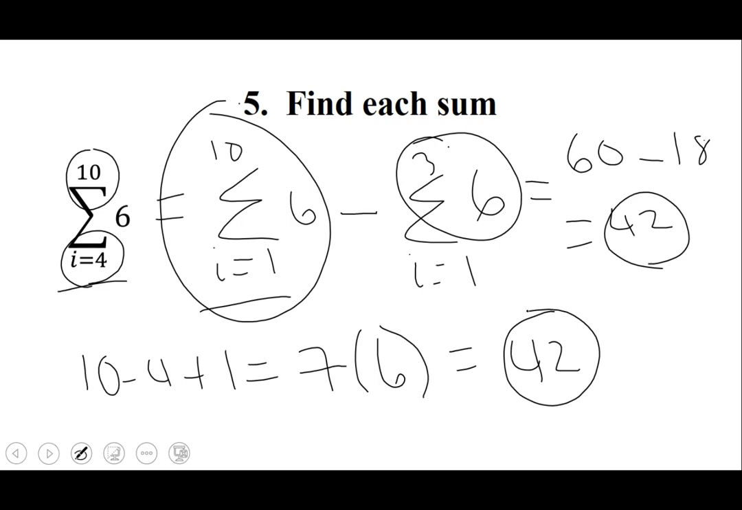So technically this way might be a little bit longer, but you are in fact using the properties of summation, where if you did it this way, you're kind of just cheating a little bit. Honestly, either of these options would be fine as long as you could get a total answer of 42.